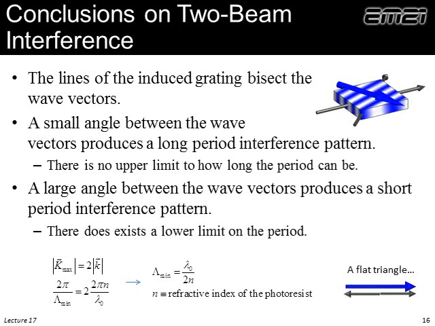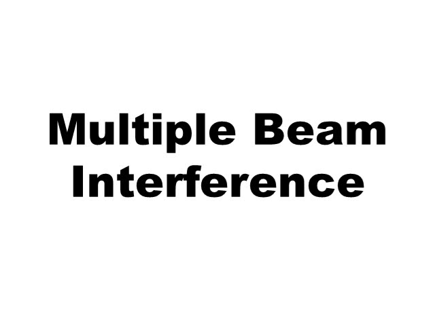But there is a limit. There is no upper limit on the period. We can always make an arbitrarily long period grating just by having a very, very small angle between the two beams. But there is a limit to how short we can make it, and that happens when the beams are traveling in opposite directions. That concludes the two-beam interference.